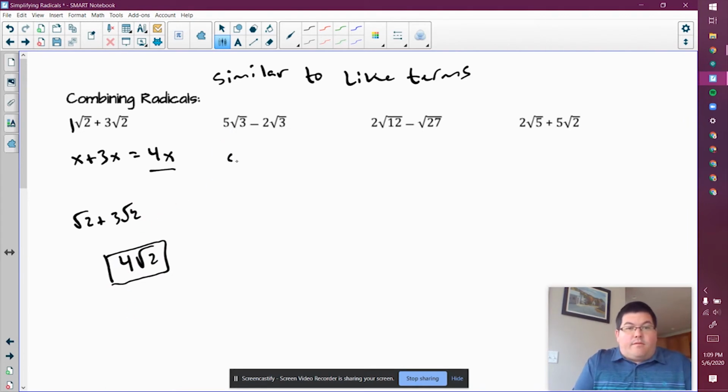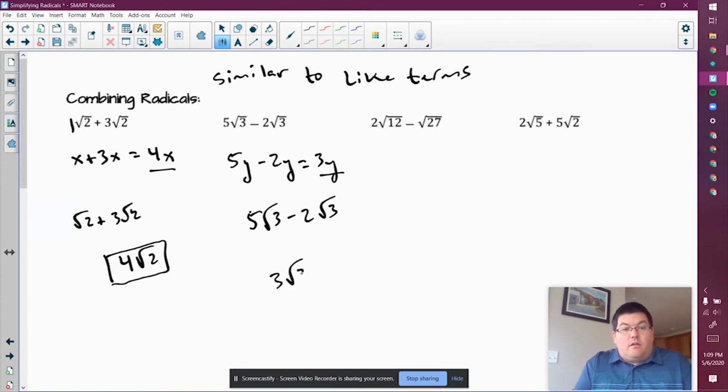If this was 5y minus 2y, we would be perfectly content saying 5 minus 2, 3y. Similarly, 5 square roots of 3 minus 2 square roots of 3 is 5 minus 2, or 3 square roots of 3. Now here's where these can differ a bit, right? Immediately we would look at this and say, well, the square root of 12 and the square root of 27, those are unlike radicals. But can we simplify these radicals?